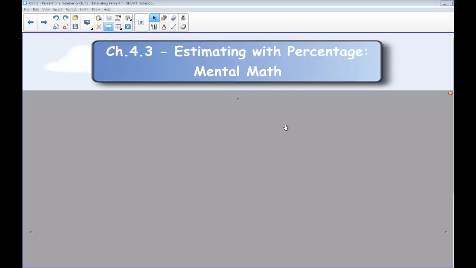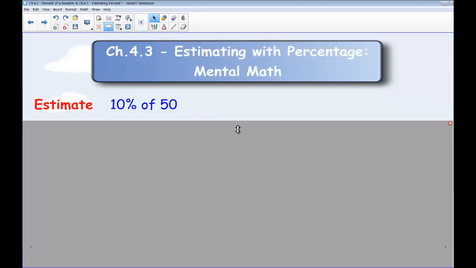For instance, if you're at the store and you wanted to just estimate how much tax you might need to pay on an item, for example, then it's not necessary for you to pull out a calculator and calculate an exact value. You might just want to have a ballpark figure of how much it's going to cost you in tax. So learning to do a little mental math would be helpful in that case. So here's an example to start off.